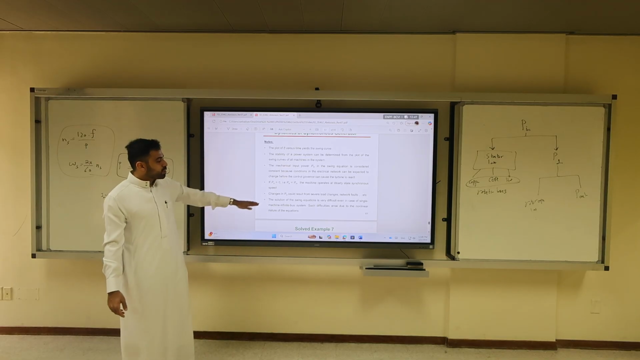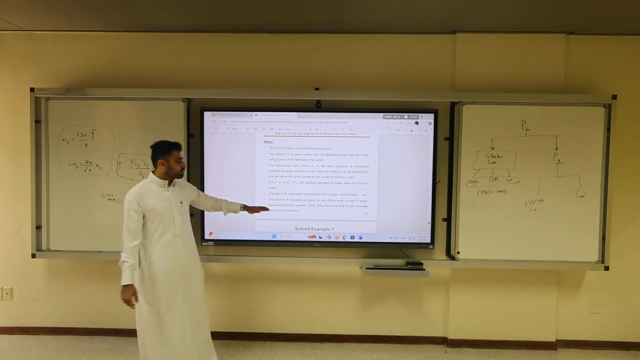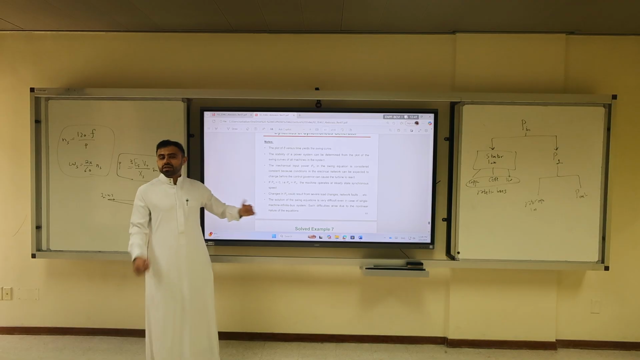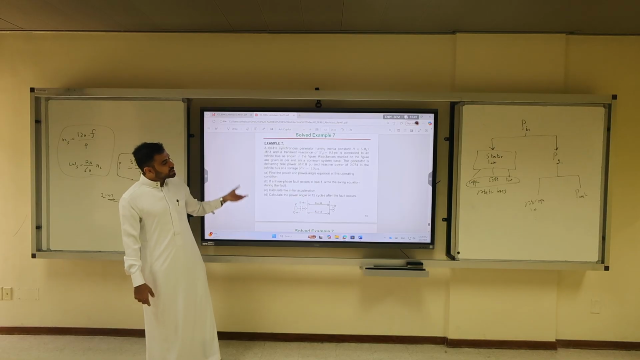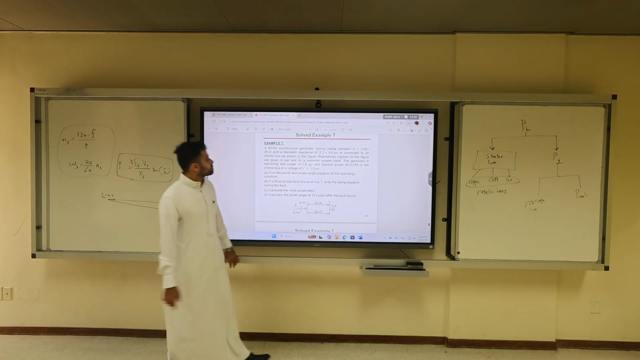For every increase in the mechanical power, you have to observe the electrical power in order to reach steady state. The solution of the swing equation is very difficult. It's difficult because it's nonlinear and it is connected to the infinite bus. So we will ignore the dynamics, and next lecture we will solve a simple example illustrating this constant H.